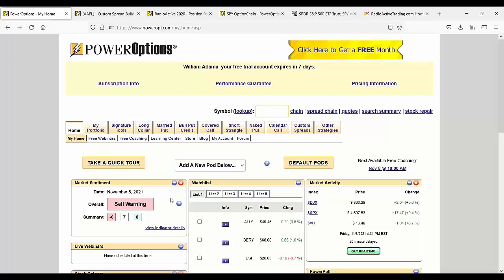Lighten up on some of those positions. Thankfully, I had the opportunity to use income method number 4 on that new Mary put, so I'm bulletproof now while these sell warnings are going off in that case.